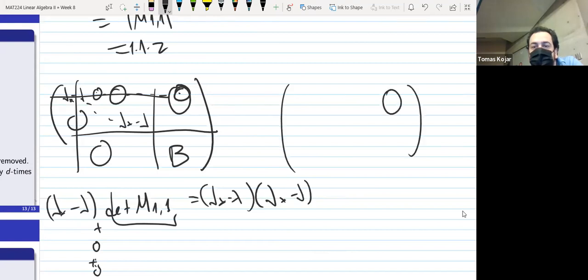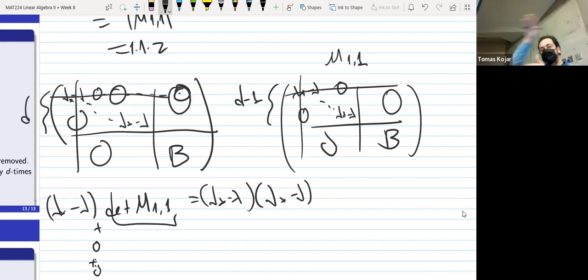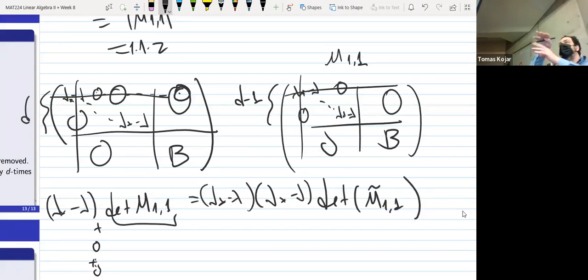It's almost the same. Zero, zero, zero. But here you have D minus 1. Here you have D, because you killed the first row. So this is M11. You play this game again: first row, first column, and you end up with the determinant of the smaller matrix. We call it M tilde 1, 1. Now we have the smaller matrix, and you remove its first row.